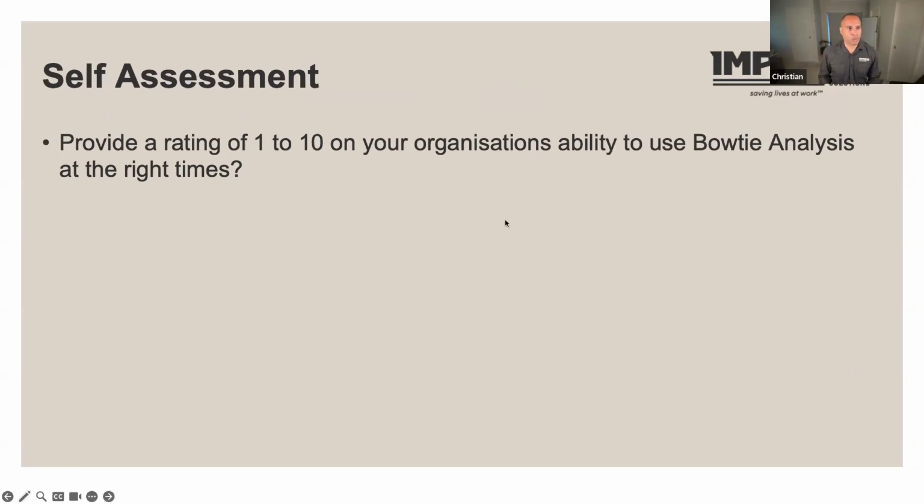So give yourself a rating, 1 to 10. Now, this is pretty minutiae. How would you rate your organization in terms of using the bow tie at the right times? You may or may not have any insights into this, but if you can, 1 to 10, what are you seeing?